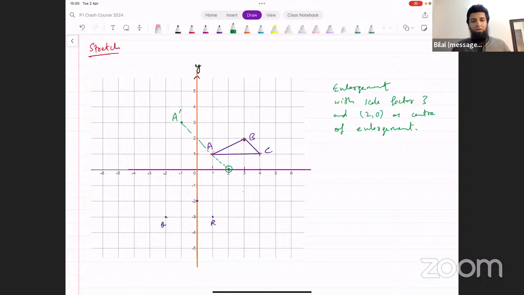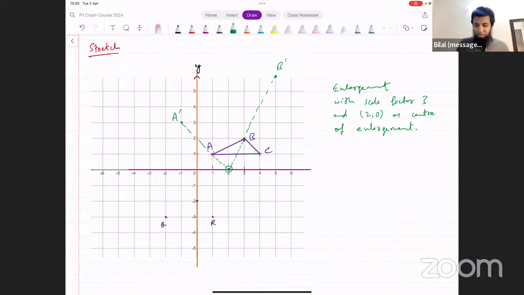Okay, point A will go here if you were to do enlargement. What about B? It's 1 unit right, 2 units up. So now it will go 3 units right and 6 units up. So maybe somewhere around here. It's going to go right here. This is going to be point B dash.